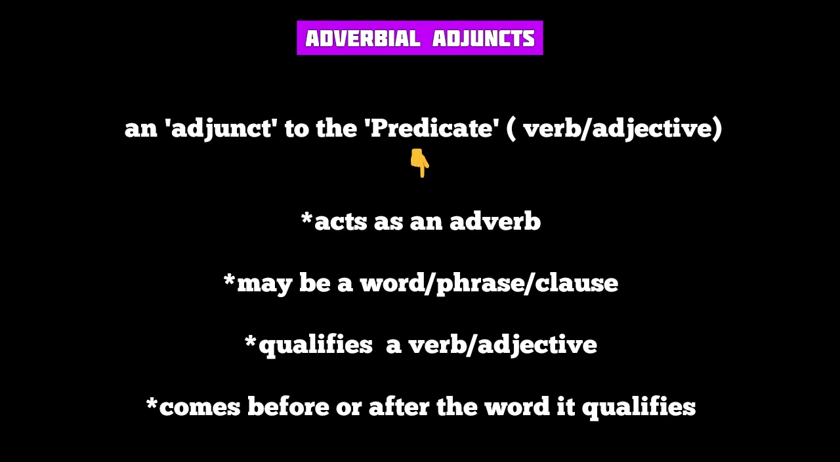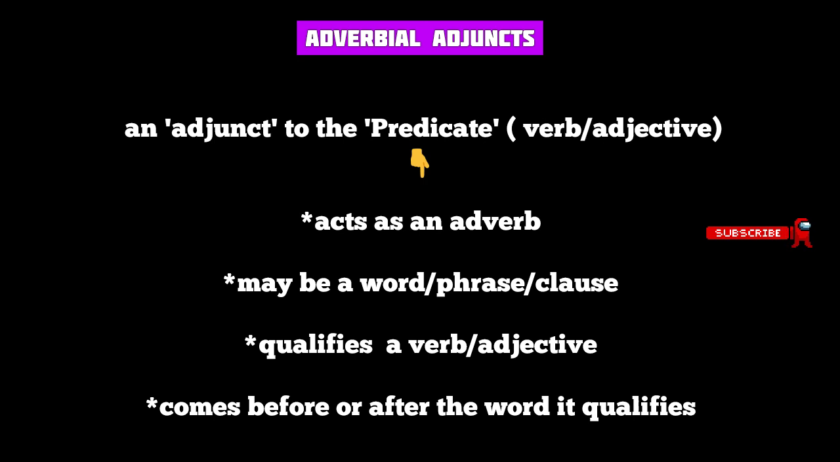Up next is the adverbial adjunct. You see, an adverbial adjunct does the work of an adverb by modifying a verb or an adjective in the predicate. So just remember these 4 key features of an adverbial adjunct. Well, as the name suggests, it acts as an adverb. An adverbial adjunct may be either a word or a phrase or a clause.